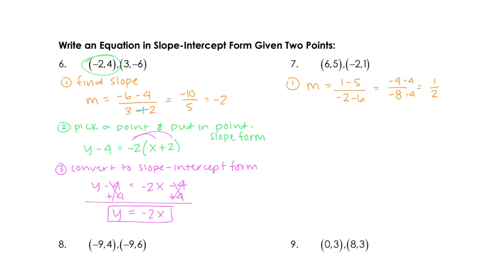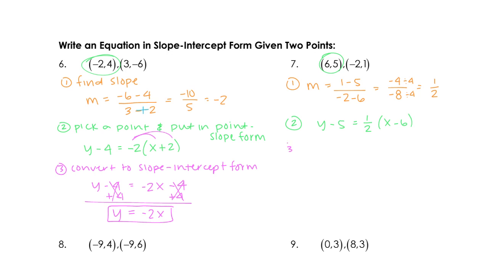After that, pick a point. Let's choose (6, 5), since they're both positive. People like to typically choose that one. And we're going to put it in point-slope form. So y minus 5 equals the slope, which is 1/2, times x minus 6.